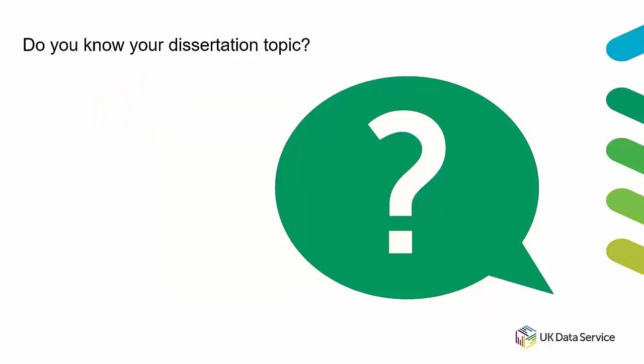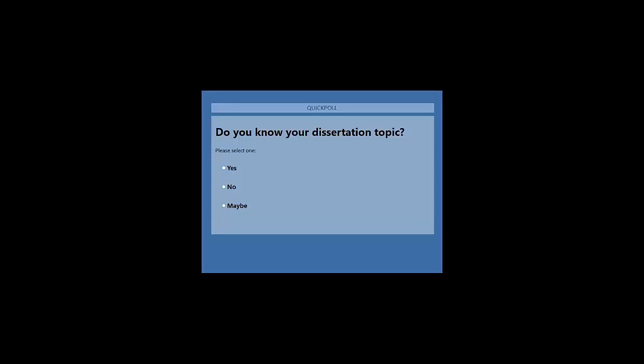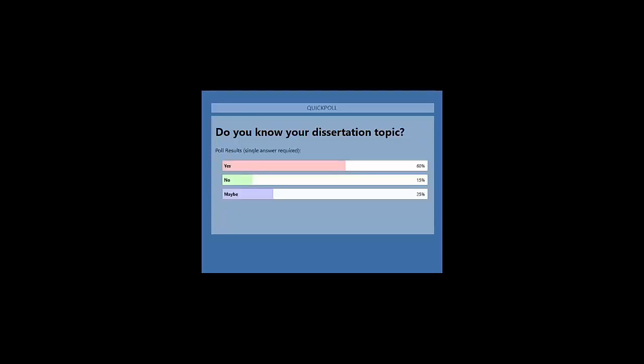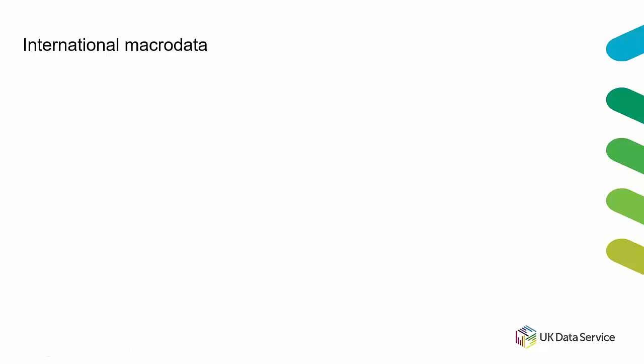At this point, we'd love to know whether you know what your dissertation topic is. About 60% of you feel yes, you do know your dissertation topic. Some of you are a bit undecided, about a quarter of you, and then some of you don't know your topic yet. So hopefully for some of you, you might be able to find data that's relevant for your topic, and others maybe you'll find some inspiration to help you either way. And now I'm just going to pass you over to Ali, who will talk through some of the different types of data sets that we've got and give some examples of other projects using data from the data service.